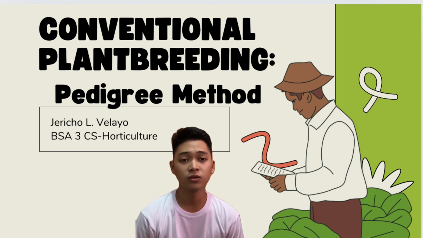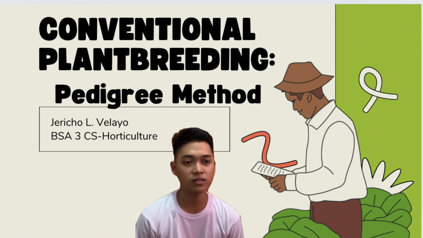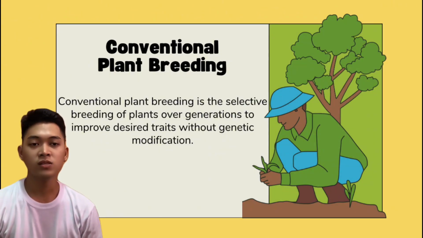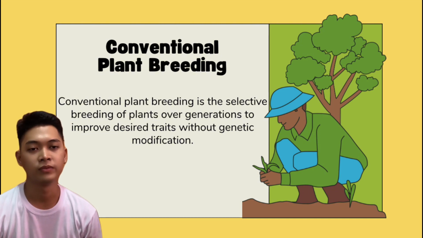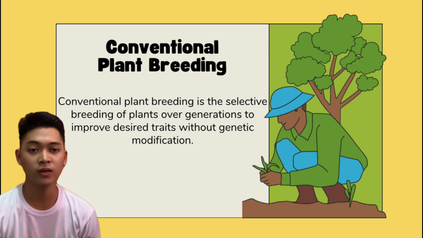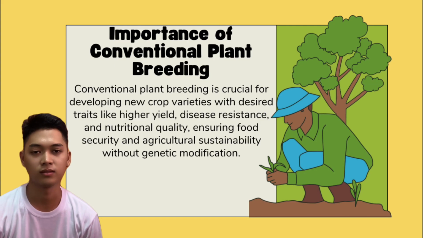And in this video, I discuss what conventional plant breeding is and how it helps farmers to increase crop yields, improve resistance to pests and diseases, and enhance nutritional value, and what the pedigree method is. First, what is conventional plant breeding? Conventional plant breeding is the selective breeding of plants over generations to improve desired traits without genetic modification.